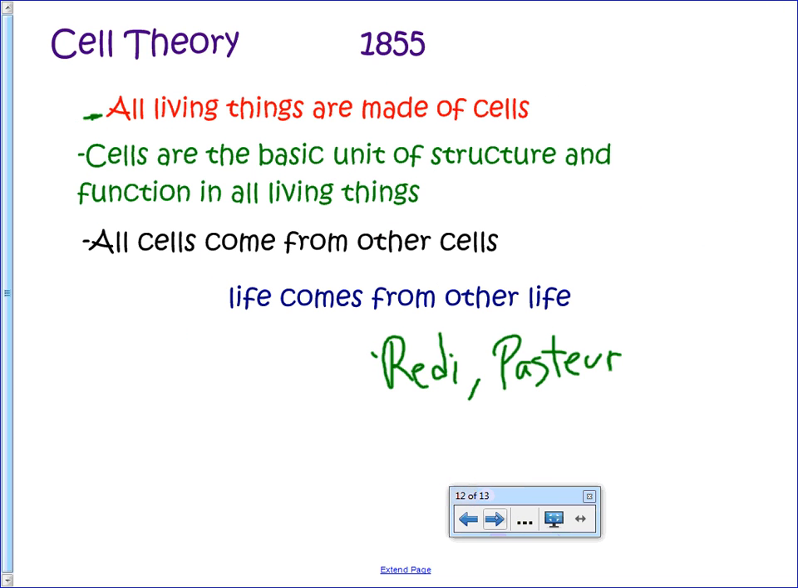So then we have cell theory in 1855. So we started out in 1600 with the very first microscope, or 1660, all the way to 1855. So this takes almost 200 years to come up with this. Science moves very slowly. But you can change science if you have well-organized experiments. So this should be no big deal.